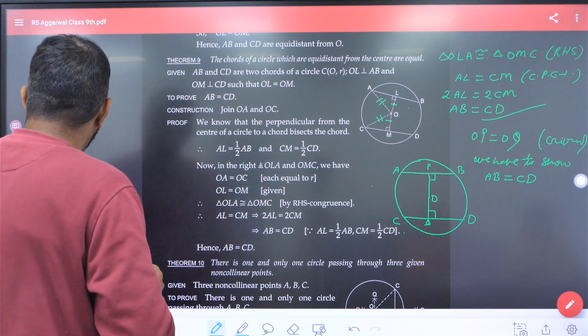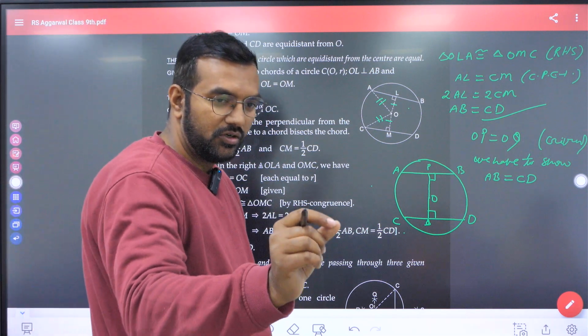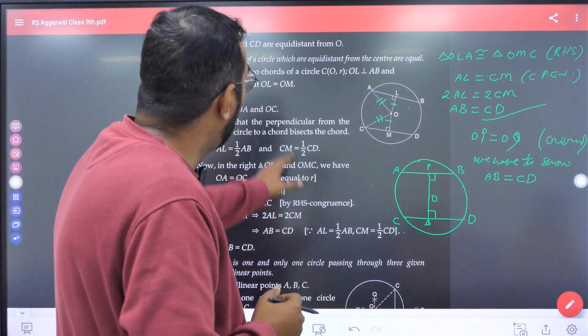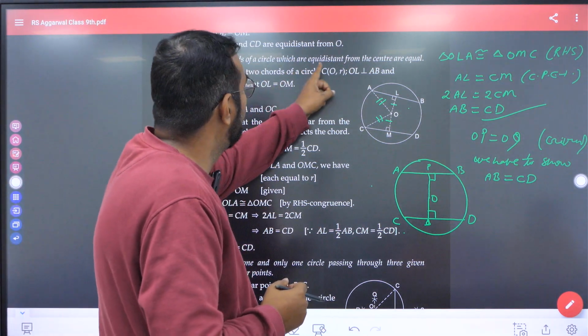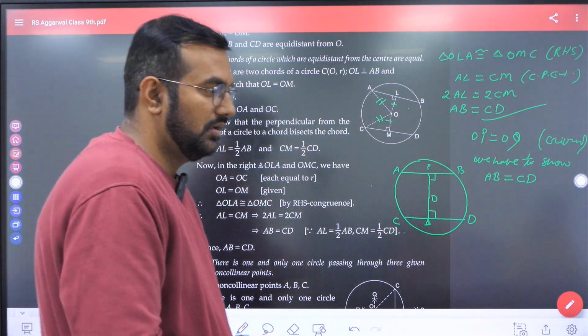Okay, beta. So please remember it, and if you want to make a short note, you can note it. Only theorem: the chords of a circle which are equidistant from the center are equal.